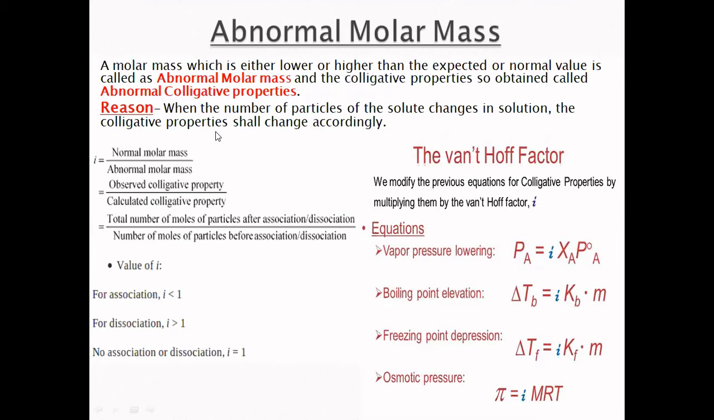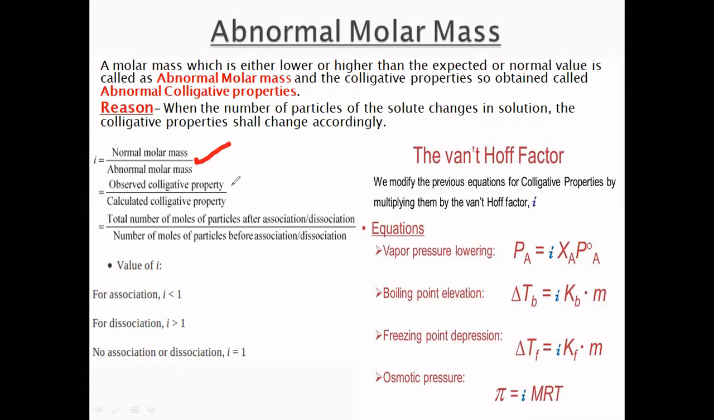Van't Hoff was the scientist who made a correction in the previous formula. Obviously, those colligative properties, either relative lowering of vapor pressure or osmotic pressure or depression of freezing point or elevation of boiling point, the formulas we saw in the previous slides will no longer hold. So how to hold them properly, especially in questions where association or dissociation takes place? Van't Hoff introduced a factor represented by small i, which equals normal molar mass upon abnormal molar mass. He says if you apply this i, then you can use the same formula which we used earlier, and we can get the correct answer.